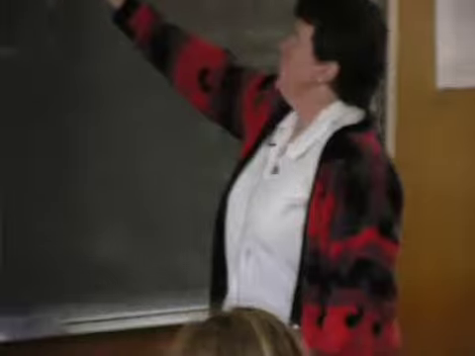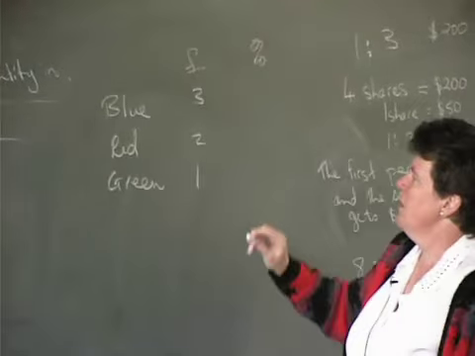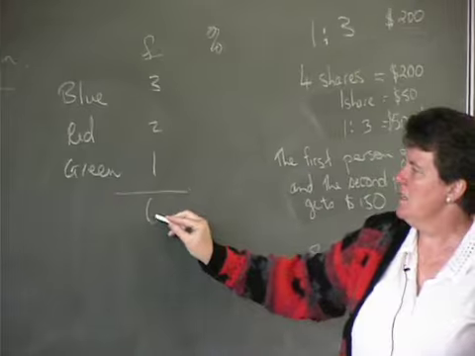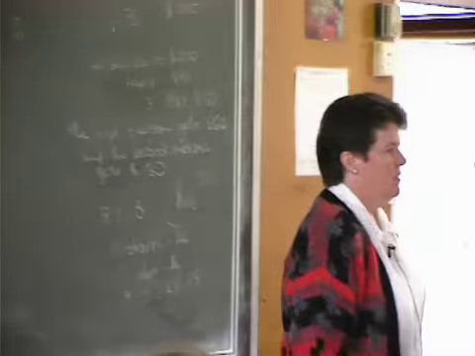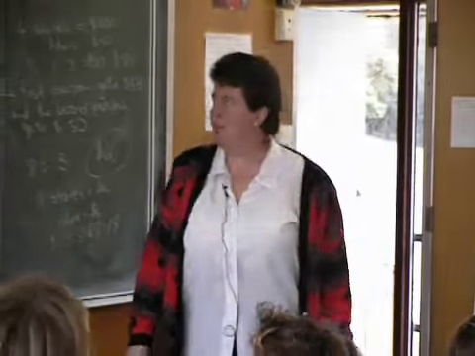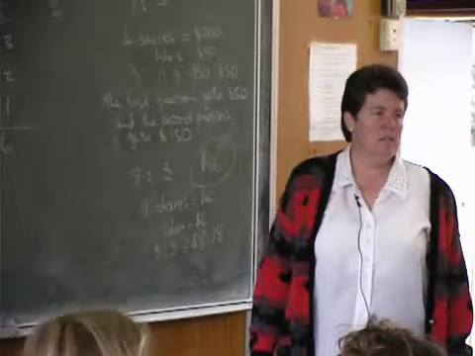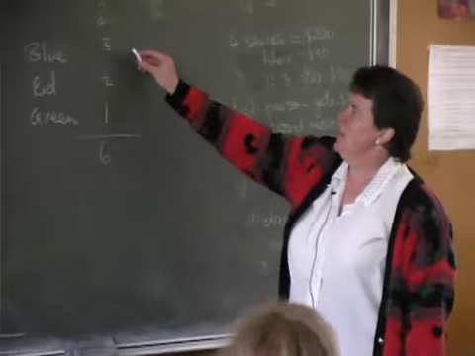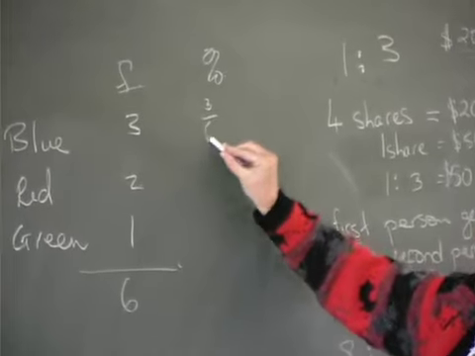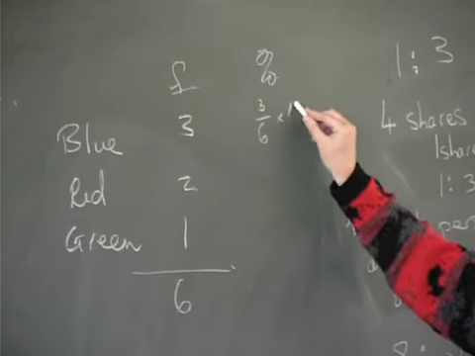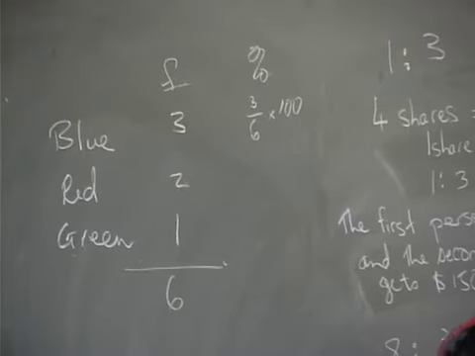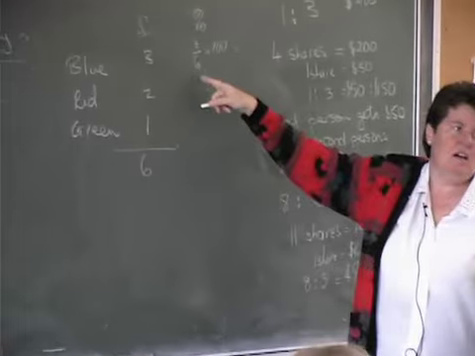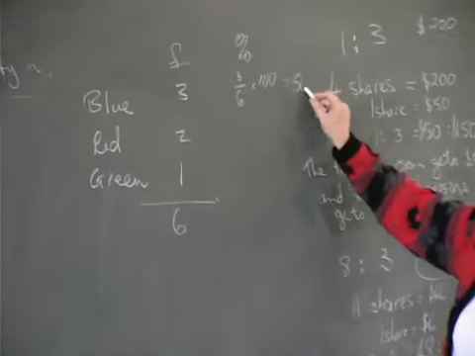Let's presume that I only had a total of 6 Smarties, and I only had blue, red and green. How would I work out the percentage of blue? Well, I have 3 out of 6, and to change a fraction to a percentage you must multiply by 100. That's a half, so I really could just do that in my head, 50%.